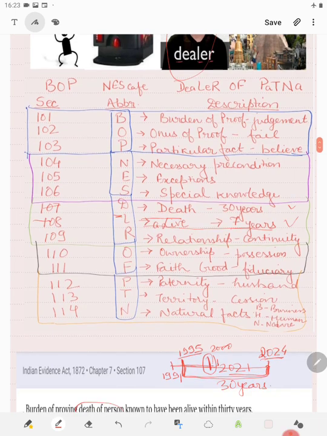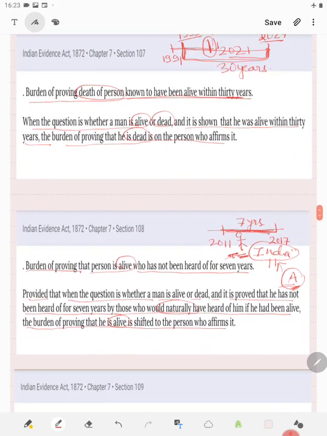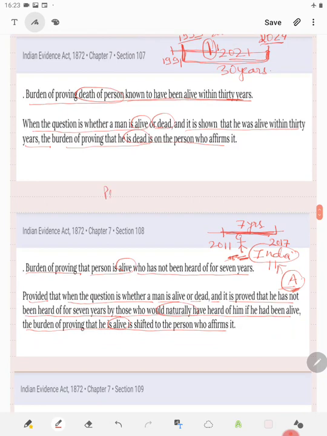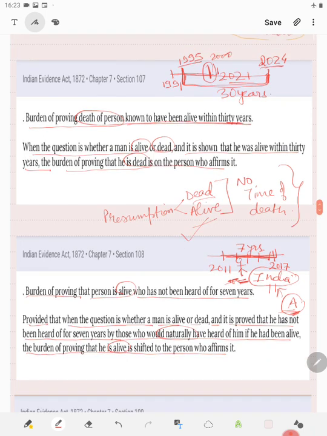So both section 107 and 108 are rebuttable in nature. Now the important point here is that the presumption is regarding the death, whether a person is dead or whether a person is alive. There is no presumption regarding the time of death. There is no presumption whether he died in 2012 or 13 or 15 or 16 or 2017. So that presumption is not there. The only presumption is the factum of his death or being alive.